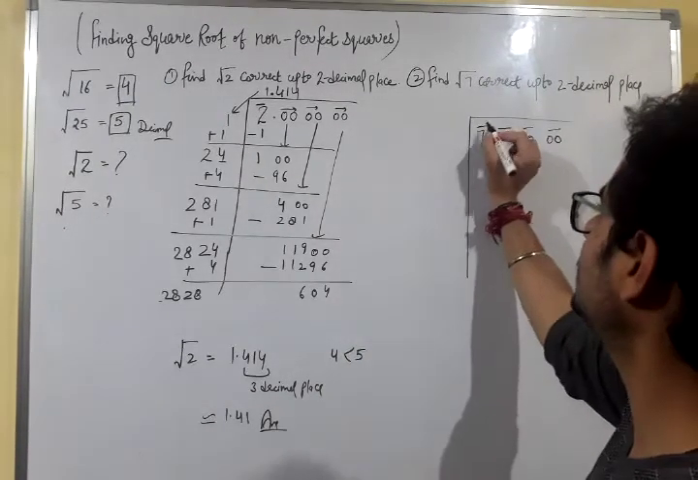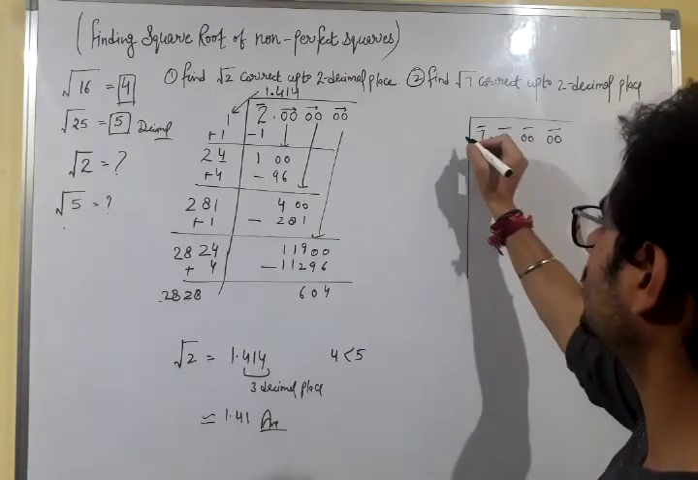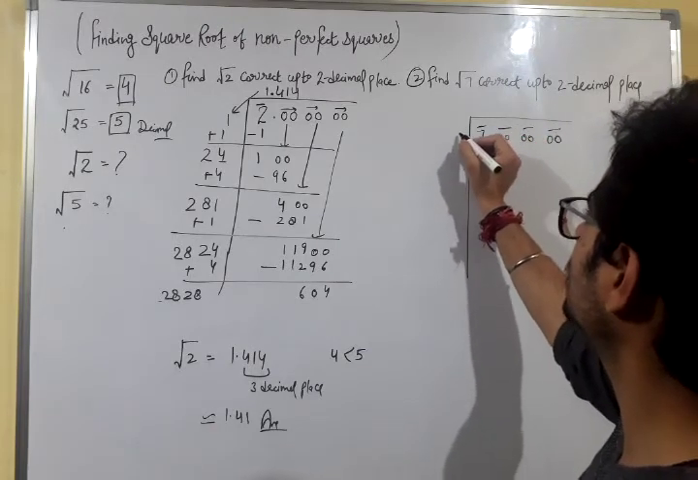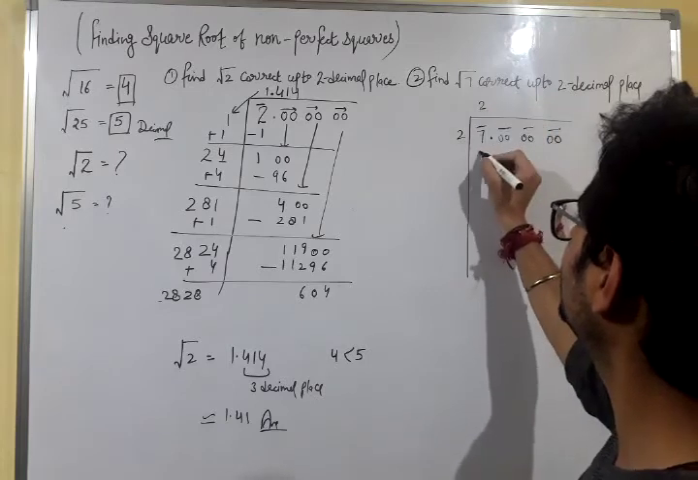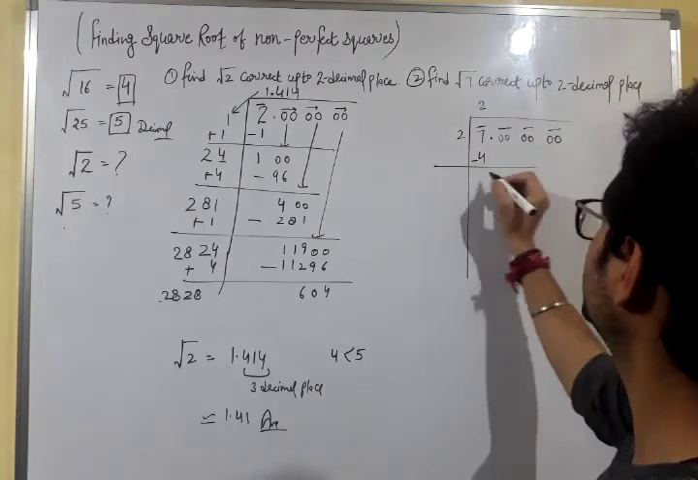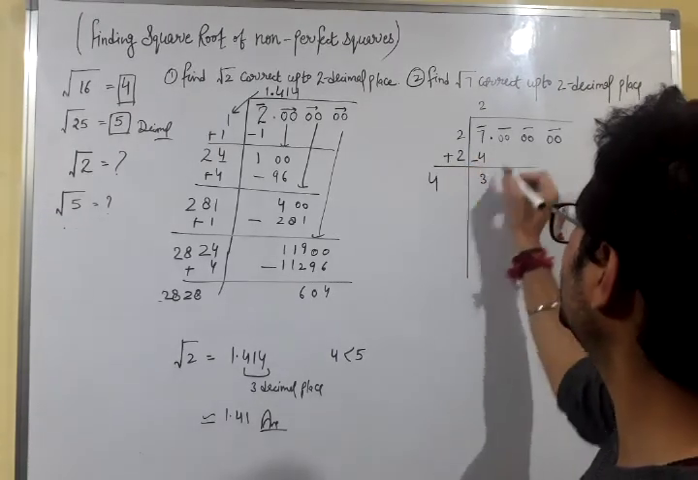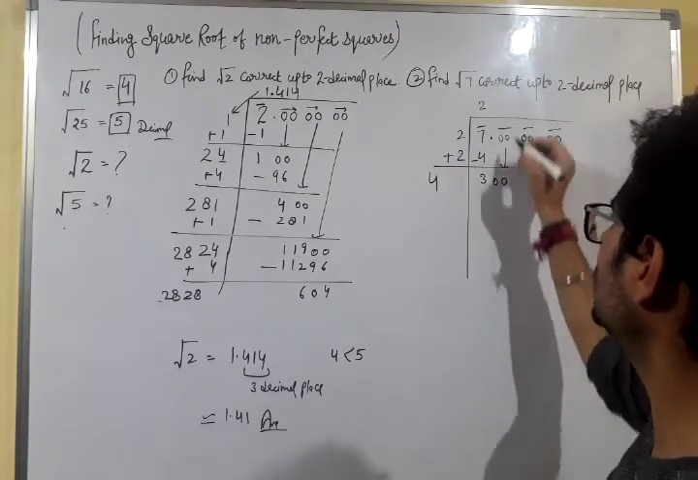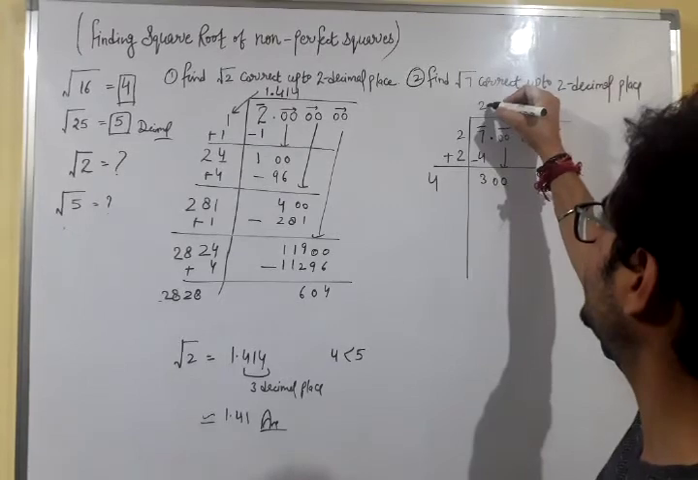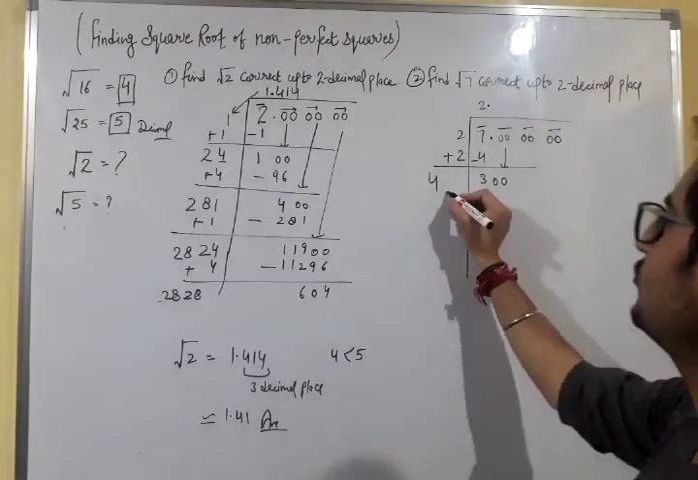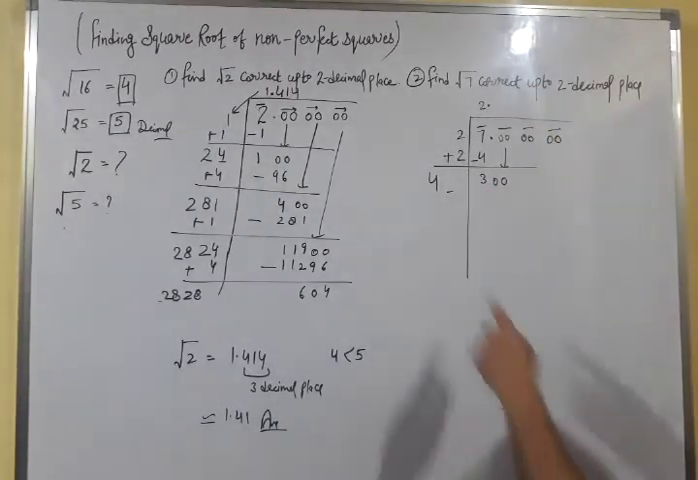Bar will be on 7. 3 3s are 9, cannot be applied here. So 2 2s are 4, minus. After subtraction 3, 2 will be added into 2, plus 2 is 4. We will carry the next 2 zeros and the decimal point will be written here. Now we have to write some number here.